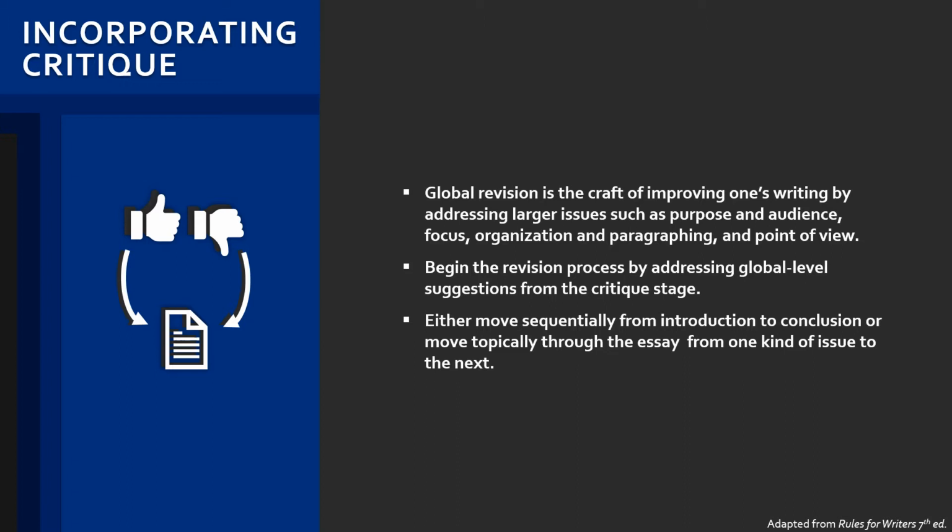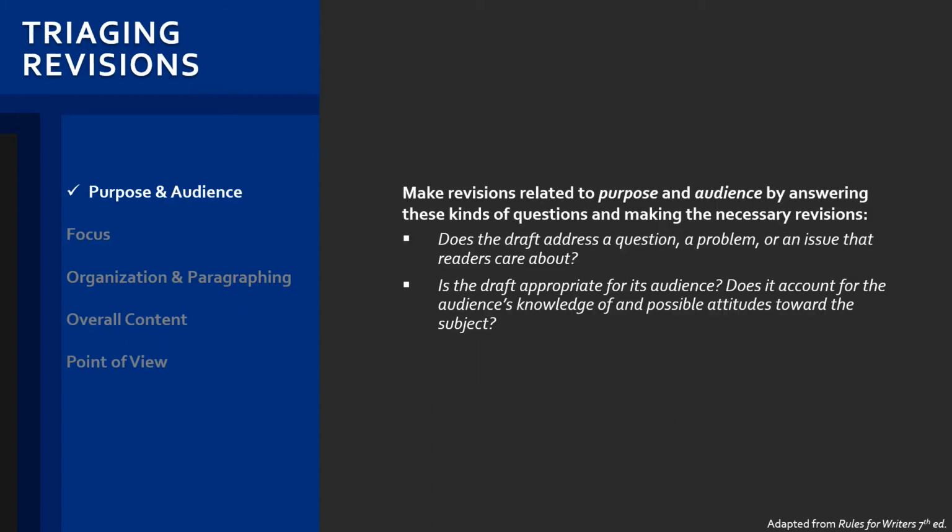Writers should begin the revision process by addressing global-level suggestions from the critique stage, since global revision may require writers to eliminate, reorder, or even restructure sentences, a requirement that may undo or complicate the work of local revision. Either by moving sequentially from introduction to conclusion or by moving topically from one kind of issue to the next, writers should make the necessary changes in at least 5 areas.